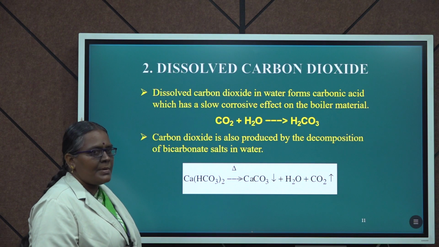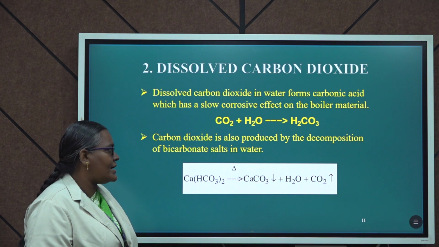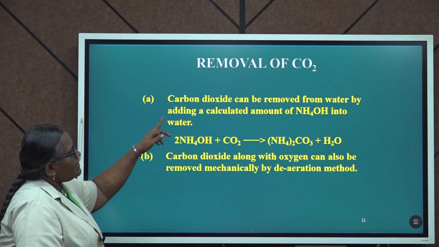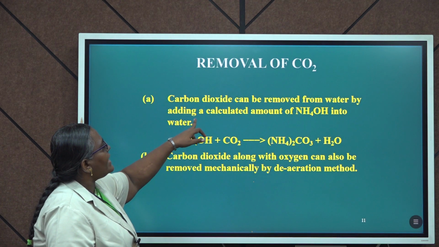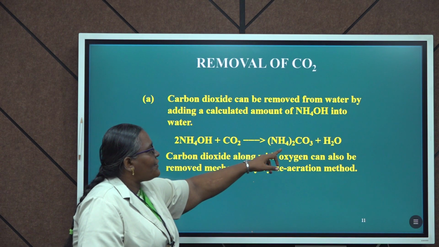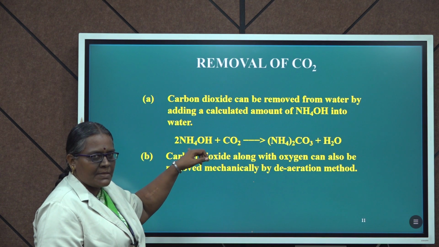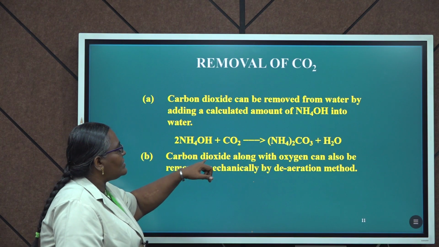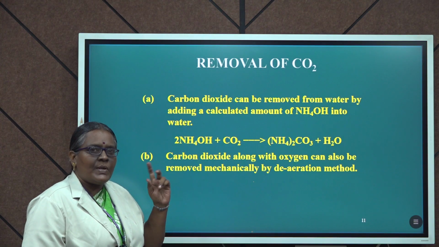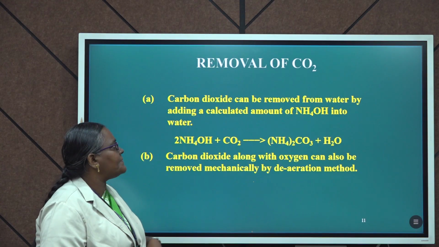How is dissolved carbon dioxide removed? This is also removed by mechanical deaeration or chemical addition. First, removal of carbon dioxide can be done by adding ammonium hydroxide. Ammonium hydroxide reacts with carbon dioxide to form ammonium carbonate and water. This is one step, by addition of chemicals. The second one, it is also removed along with the dissolved oxygen by the mechanical deaeration method. So, in the mechanical deaeration method, we can remove both carbon dioxide as well as oxygen.